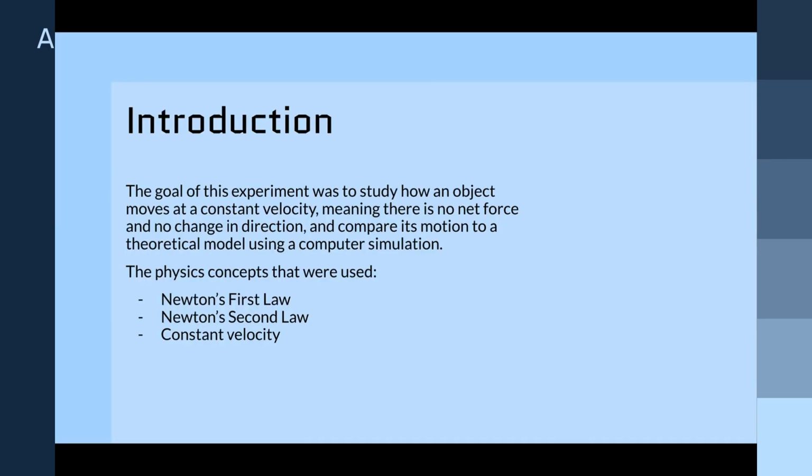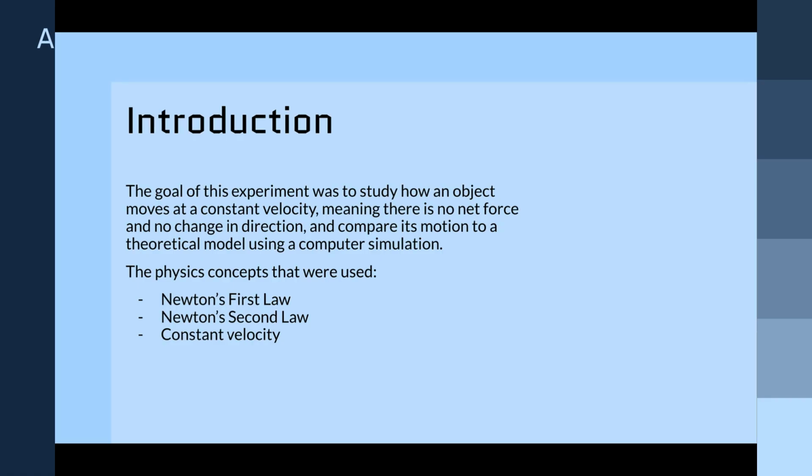The goal of this experiment was to study motion at a constant velocity, meaning there is no net force acting on the object and no change in direction. The object I used was an expo marker rolling across a flat surface. I compared the real motion of the marker to a computer simulation to see if they matched.